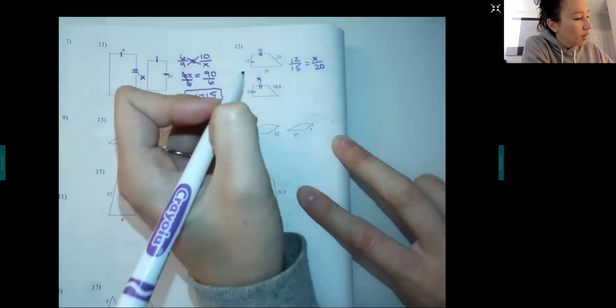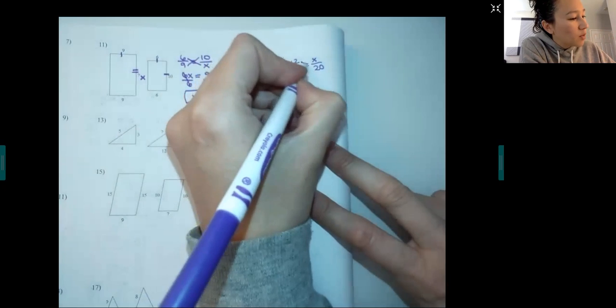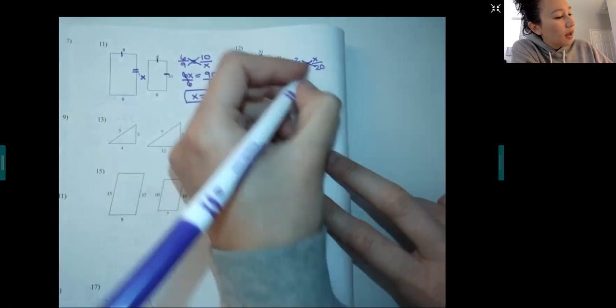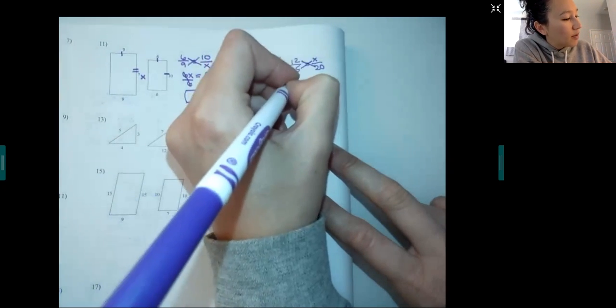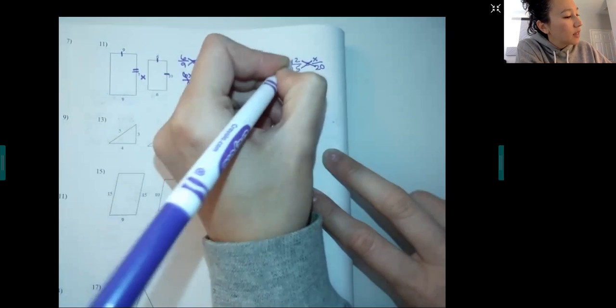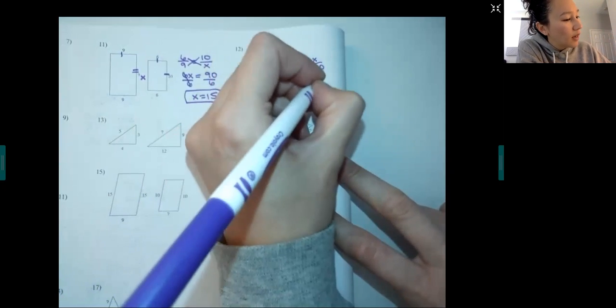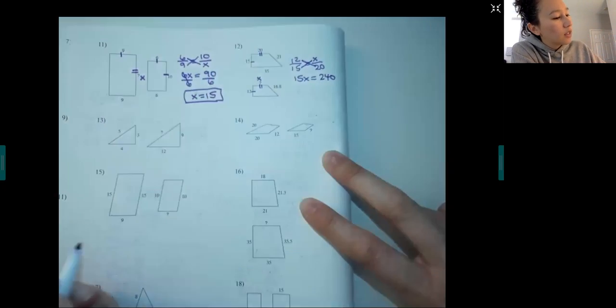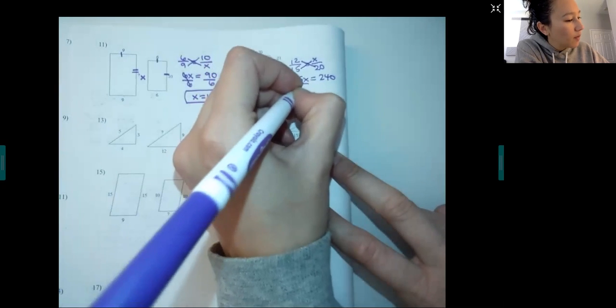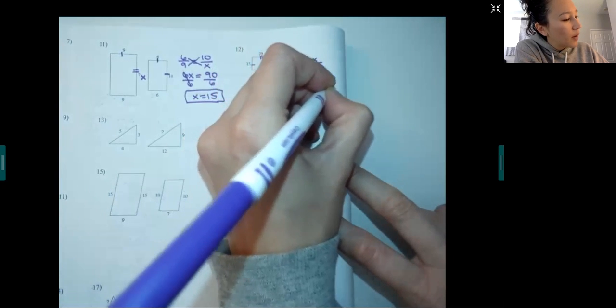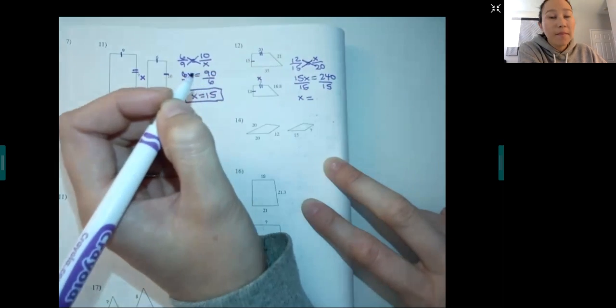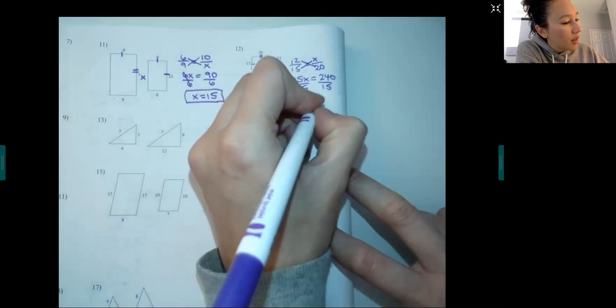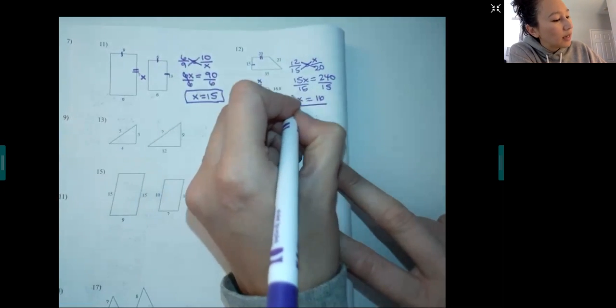Okay, so then we'll cross multiply. So 15 times x is 15x equals 12 times 20. So 240. We divide by 15. And x equals 16.